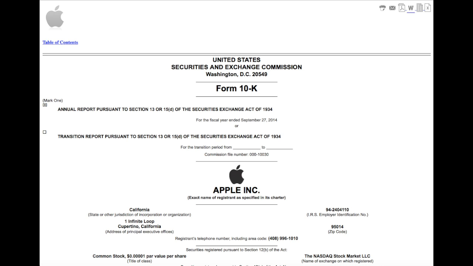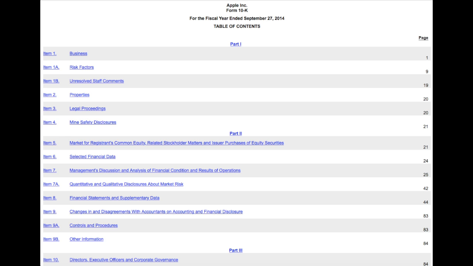Let's take a brief tour of Apple's annual balance sheet. You'll see the first page is a title page, which just contains the company name, address, and registered exchange. Below that, there's a table of contents where you can get a preview of the entire document. While many of the items on this list are not very important and are just here because the Securities and Exchange Commission requires it, the financial items can be used when researching for stocks.